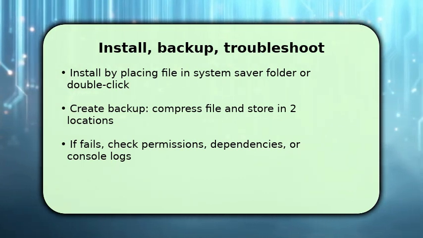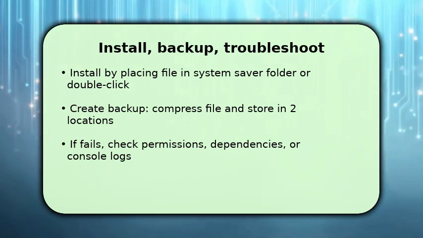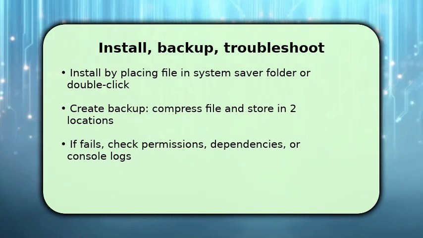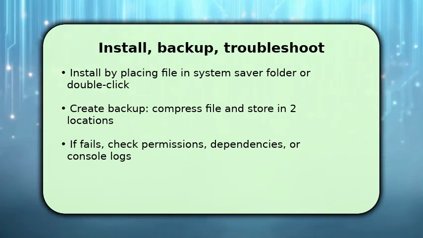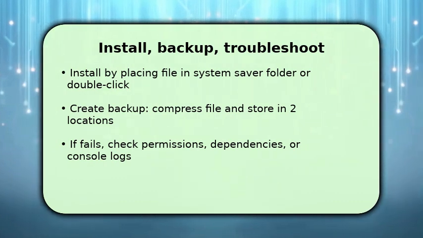If the saver fails to run, first recheck file permissions and ownership, then look for missing dependencies or consult system logs for errors. If necessary, restore from your backup and repeat the elevated copy step to fix a permission-related failure.